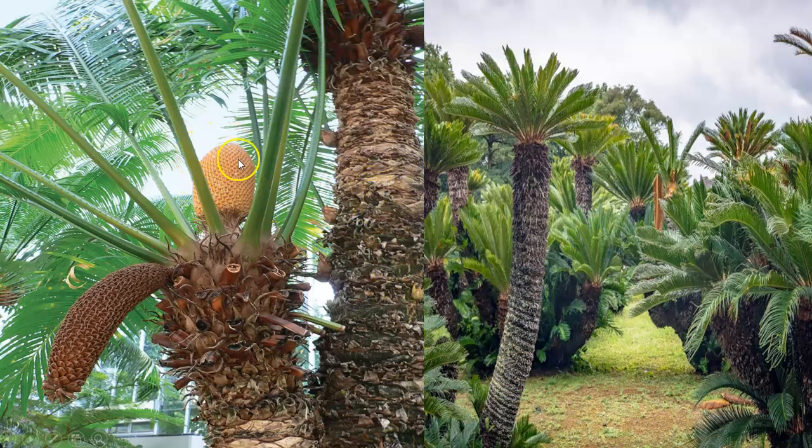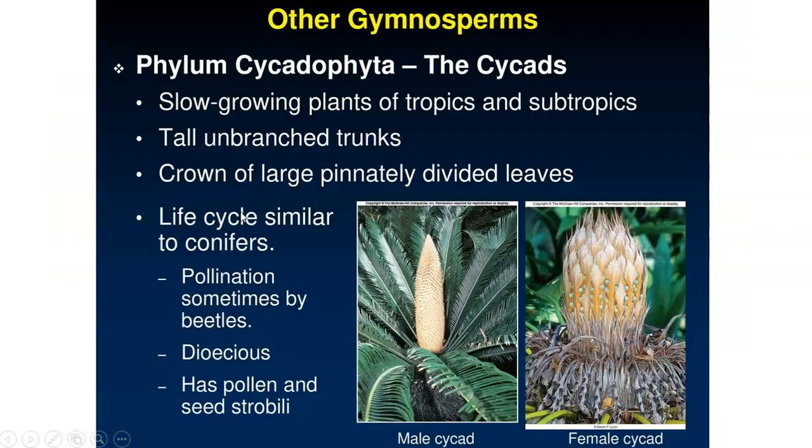Now you have female cones and male cones on different trees. That's why these are dioecious plants or dioecious trees, and you can see the inflorescence, the male or female cone, on the apex of the trunk embedded within the leaves. So dioecious, it has male and female cones, right? The crown has large pinnately divided leaves. You can see on the central vein, on both sides, you can see leaflets. So it's a compound leaf.